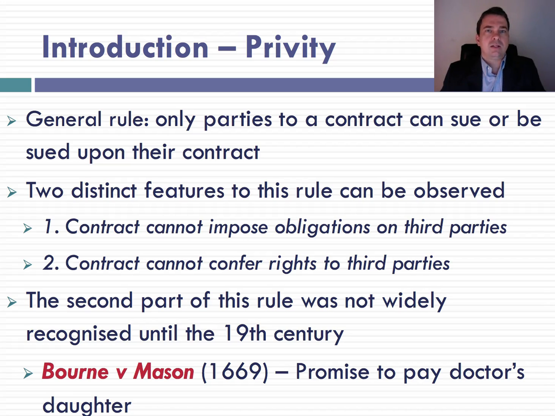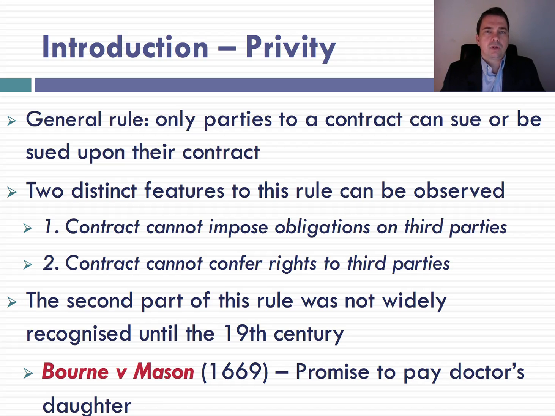The second part is somewhat more controversial. What the second part entails is that parties to a contract cannot confer rights to third parties. So party A and B cannot get together and confer rights to another party altogether. Let's call them party C. Now, this part of the rule has not always been accepted. Indeed, before the 19th century, it was accepted that party A and B could come together and form a contract which would be to the benefit of a third party, party C.